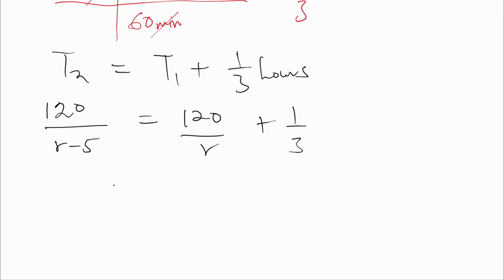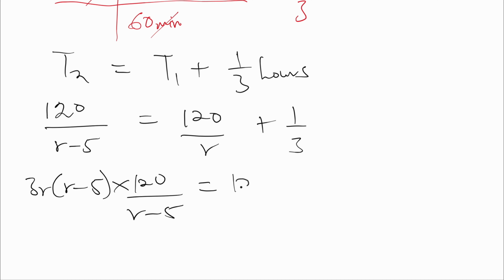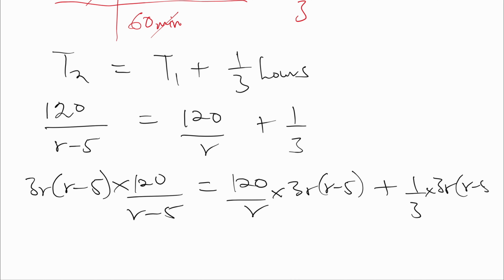Now to get rid of the fraction, we multiply through by the LCM, which is 3R into brackets R minus 5. So we have 3R into brackets R minus 5 times 120 over R minus 5 equal to 120 over R times our LCM, which is 3R into brackets R minus 5, then plus 1 over 3 multiplying 3R into brackets R minus 5. So R minus 5 cancels R minus 5, R cancels R, and then 3 cancels 3.